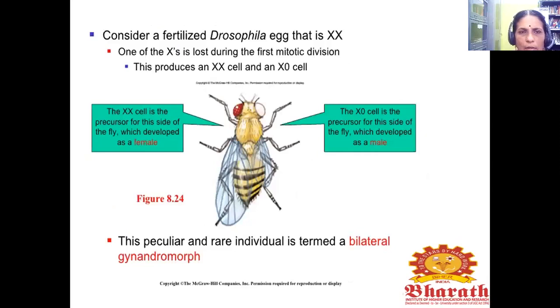Consider a fertilized Drosophila egg that is XX. One of the X chromosomes is lost during the first mitotic division. This produces an XX cell and an XO cell. The XX cell is the precursor for the side of the fly that develops as female. The XO cell is the precursor for the side of the fly that develops as male. This particular rare individual is termed a bilateral gynandromorph.